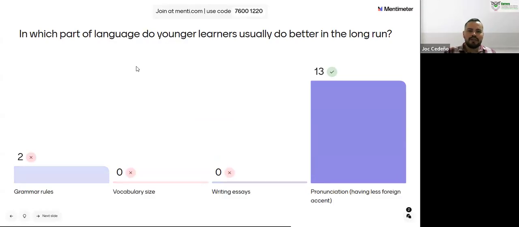Okay, one specific advantage that younger learners have is pronunciation. As I said before, they have the ability to learn how to pronounce the language without a foreign accent, and that is something superior compared to adults. On the other hand, adults can write essays more easily, they can have more knowledge of vocabulary, and they may be able to apply grammar rules more accurately. But teenagers know more about how to pronounce words in the language more easily.